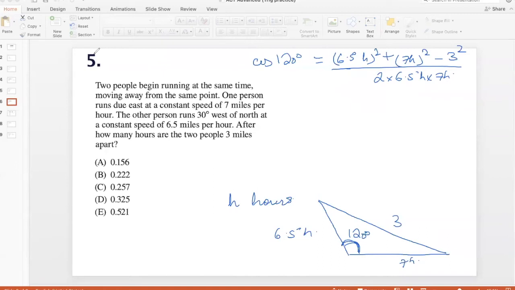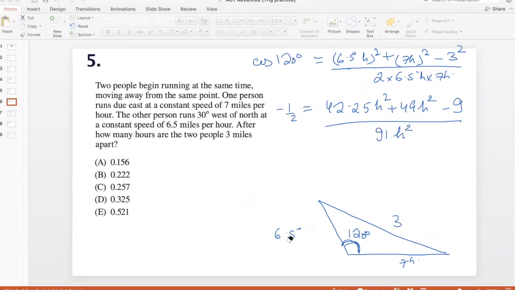Now cos 120 will be minus cos 60. So that will be minus 1 by 2. And 6.5 squared would be 42.25. So 42.25h squared plus 49h squared minus 9 and 13 into 7. So that's 91. So 91h squared. So let's solve further.